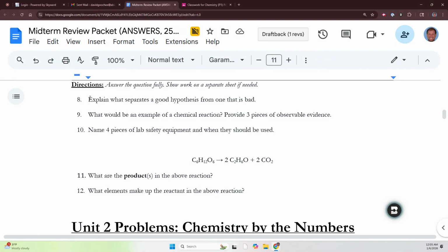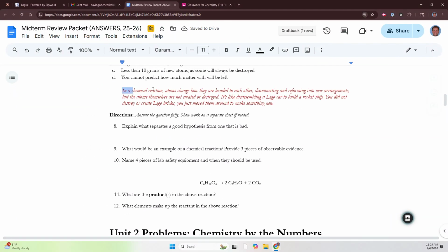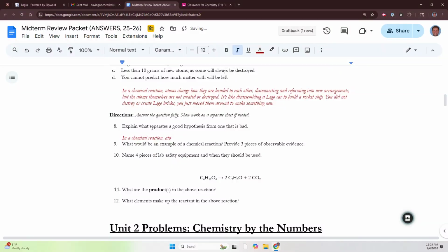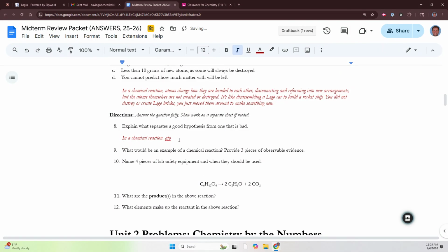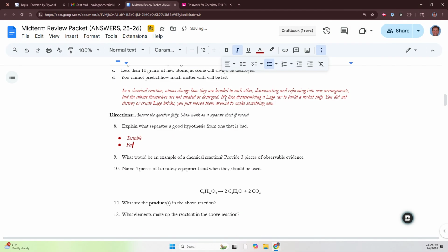First question of the free response: explain what separates a good hypothesis from one that is bad. Now, you'll recall that this is something that we did during the Mentos and Coke lab, where you had to formulate a hypothesis about what caused the Mentos and Coke reaction. And you couldn't just come up with any idea. It first of all had to be testable. The hypothesis had to be something you could test in a lab environment or some way prove it right or wrong.